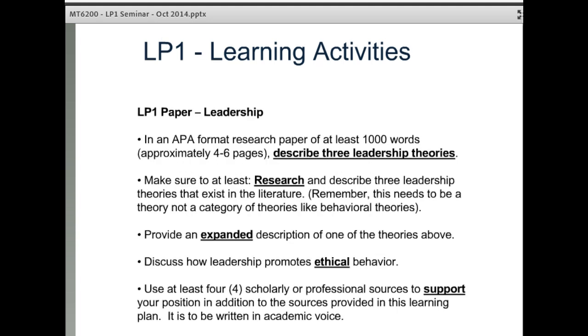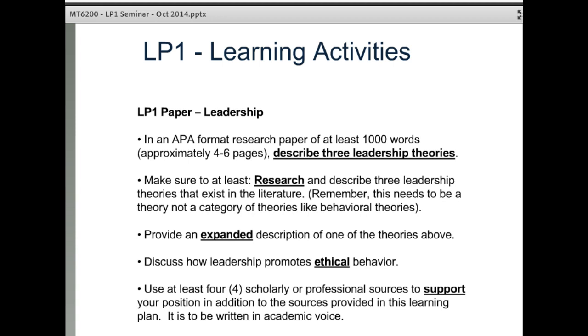Okay, the learning plan paper, leadership in APA format, a research paper of at least 1,000 words, which is about 4 to 6 pages, describing 3 leadership theories. Make sure to research and describe the 3 leadership theories that exist in the literature. So do some research, look it up. Look at your course materials online, review, do as much as you can to make sure you have a pretty clear understanding of the requirements.